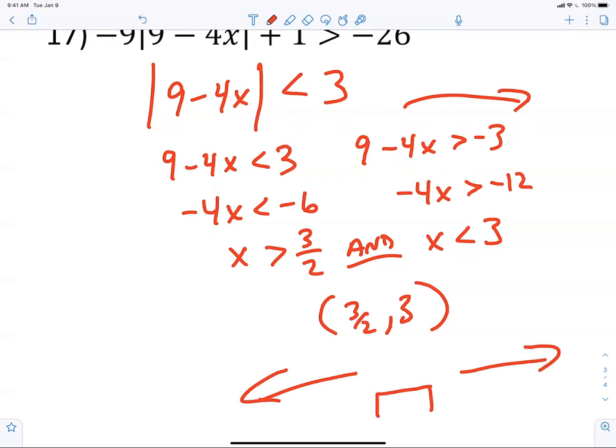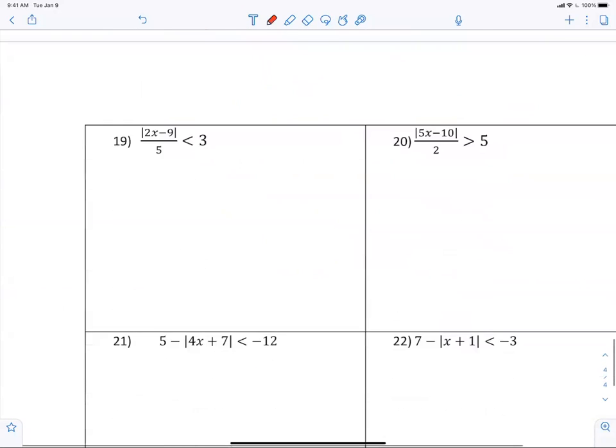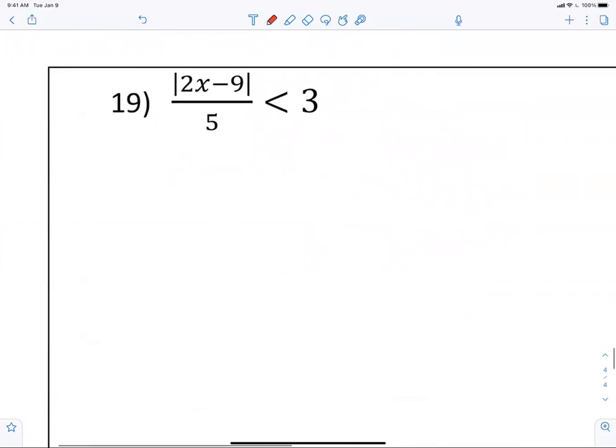Anybody else? You know what you're doing? All right, here we go. 19. First thing I have to do on 19 is what? Come on, guys. What am I doing? Multiply by 5. So that isolates 2x minus 9, absolute value, is less than, go ahead, Logan, 15. Now write the equations.